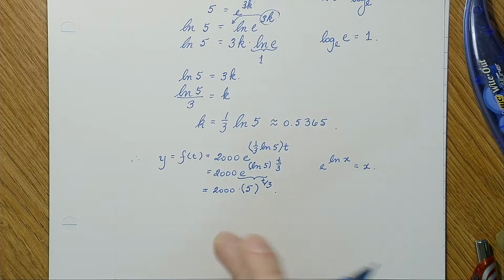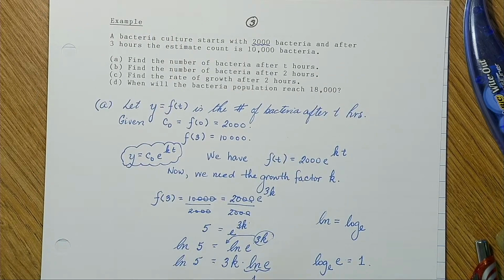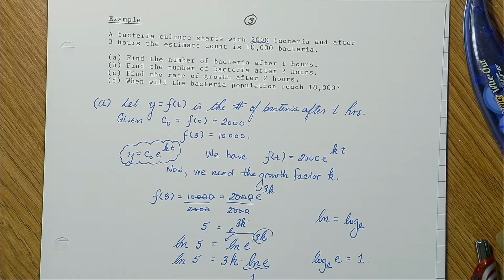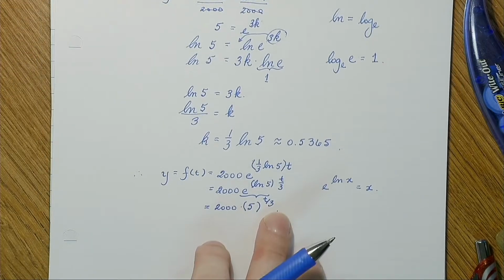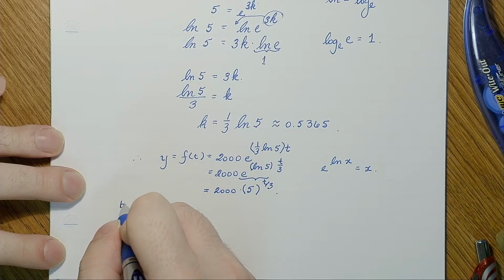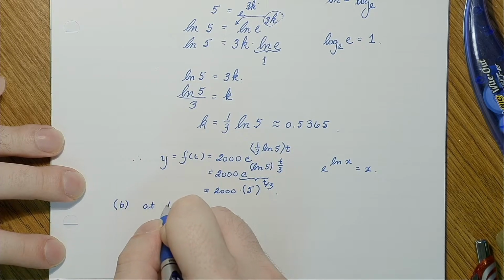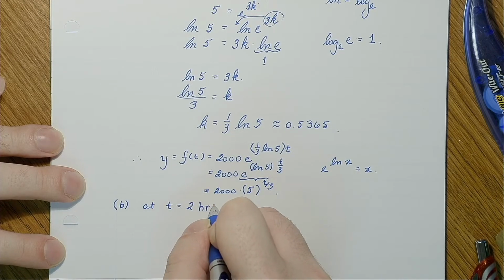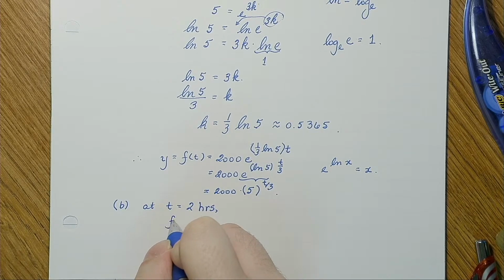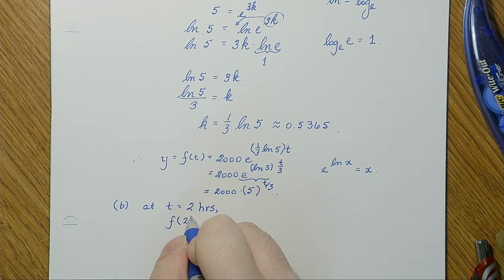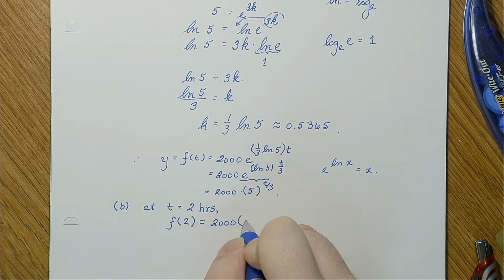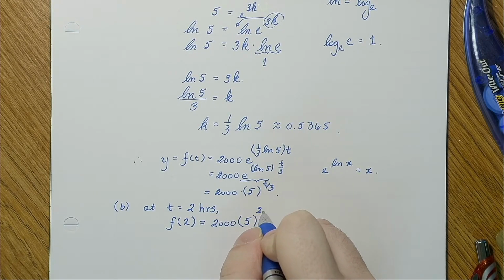So we can return to our next part, which is find the number of bacteria after 2 hours. I think it means at 2 hours. So let's do at 2 hours. At t equals 2 hours, we'll just substitute in our value. So we use f of t, where t is equal to 2. So f at 2 is equal to 2,000 times 5 to the 2/3.